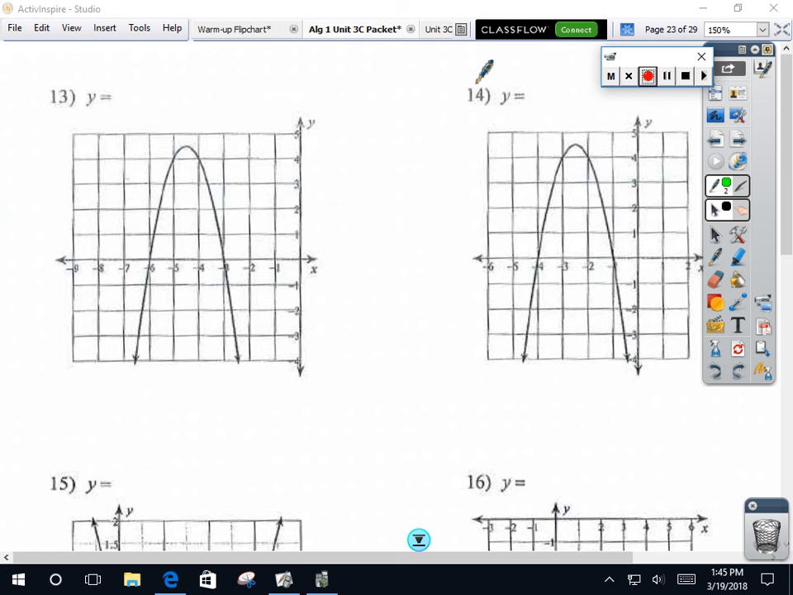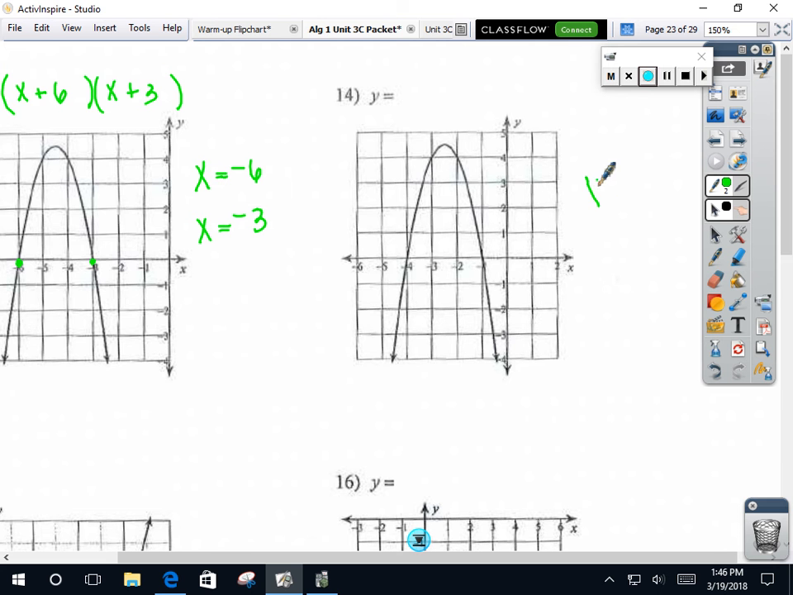Okay, number 13. It crosses the x-axis in two places. So there's two solutions, -6 and -3. So just like we were doing on the previous pages, those as factors would be an x plus 6 and an x plus 3. But these parabolas are upside down, so you have to put a negative on the factor equation to represent that.